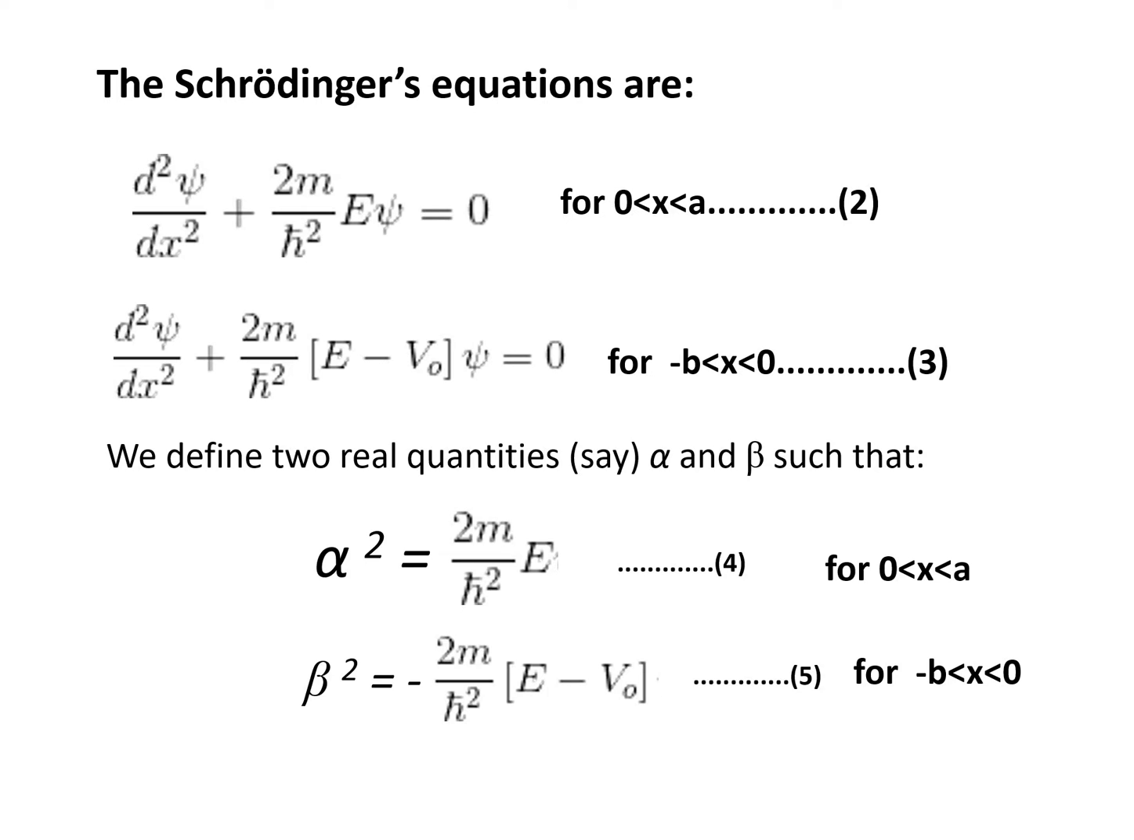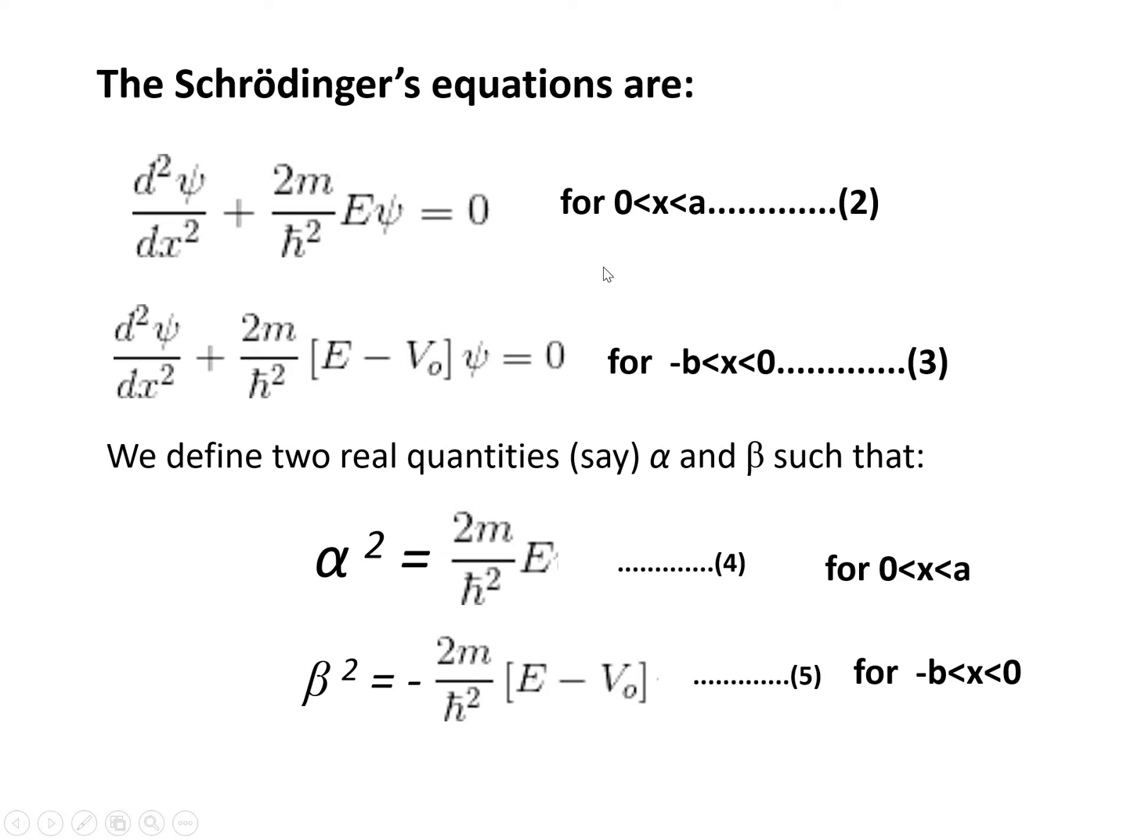Then the equation becomes d square psi by dx square plus 2m by h cross square E psi is equal to 0, since V naught is equal to 0. The potential of an electron at the site of the ion is considered to be 0. By putting V is equal to 0, we get this equation, d square psi by dx square plus 2m by h cross square E psi is equal to 0. This is equation number 2.